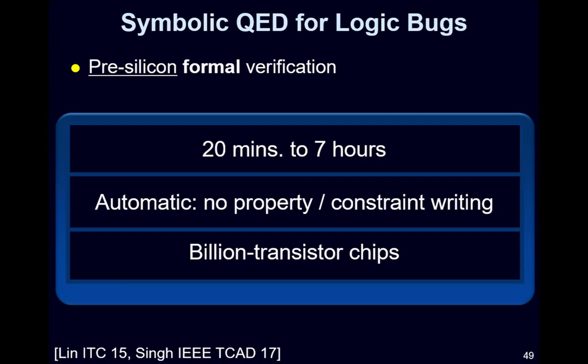And I just want to put in a quick plug to say that symbolic QED is a pre-silicon formal verification technique that allows you, in 20 minutes to 7 hours, to localize bugs in billion-transistor chips automatically, with no manual properties or any constraints that you actually have to write yourselves.